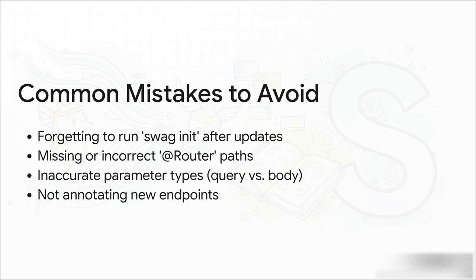Now, as simple as this is, there are a couple of little traps you can fall into. The biggest one, and I mean everyone does this at first, is forgetting to run swag init again after you make a change. Your docs won't update. Also, double-check your @router paths for typos and make sure your parameter types are right. And of course, if you add a brand new endpoint, you gotta remember to annotate it.